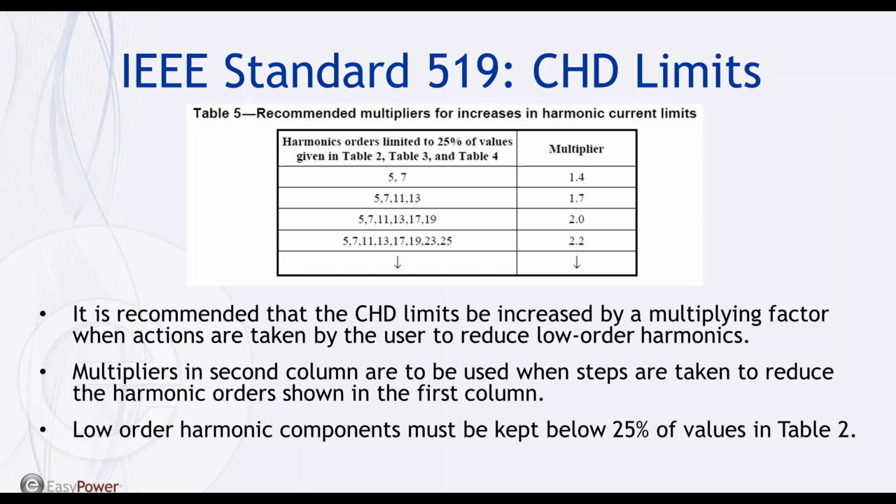So discussing further the current harmonic distortion, it is recommended that the limits be increased by a multiplying factor when actions are taken by the user to reduce low order harmonics. And as we can see, this is Table 5, the multipliers in the second column are to be used when steps have been taken to reduce the harmonic order shown in the first column. Please note, however, that the low order harmonic currents must be kept below 25% of the current harmonic distortion values shown in Table 2.